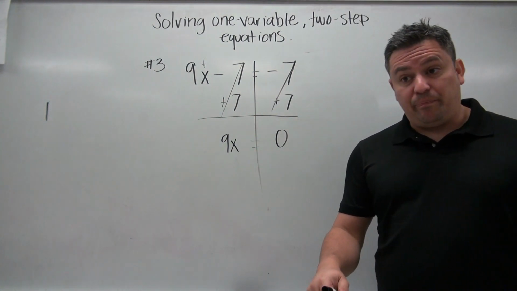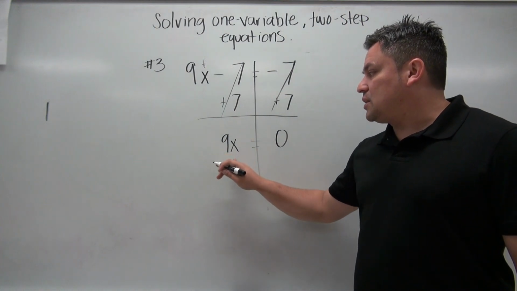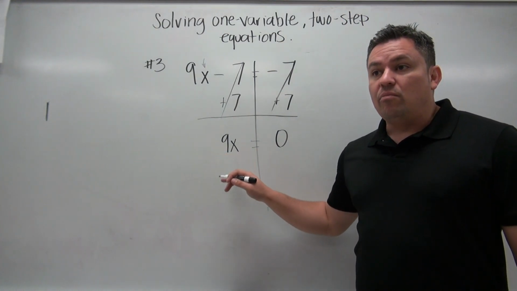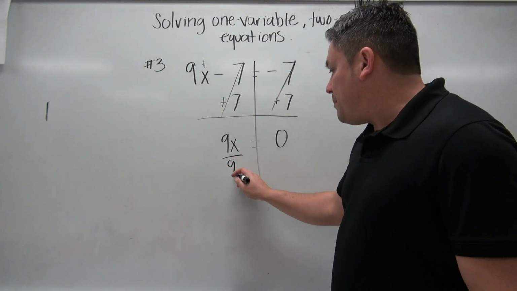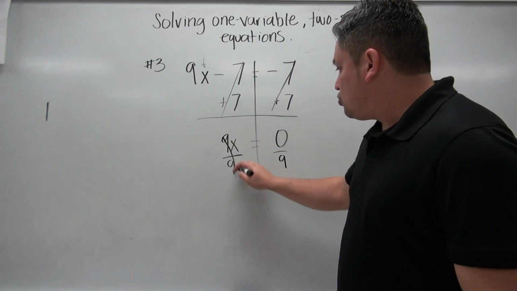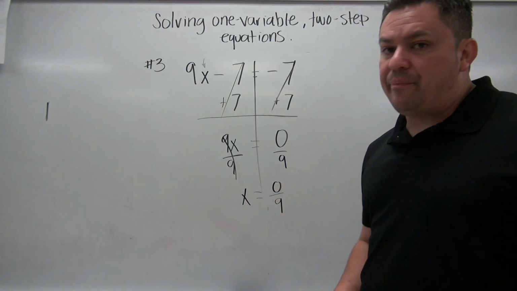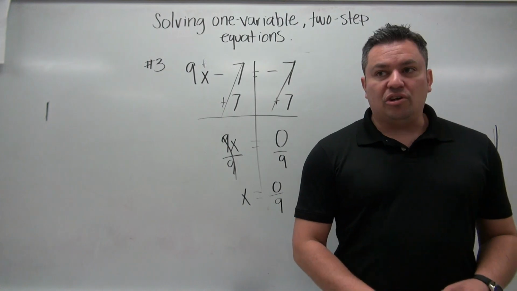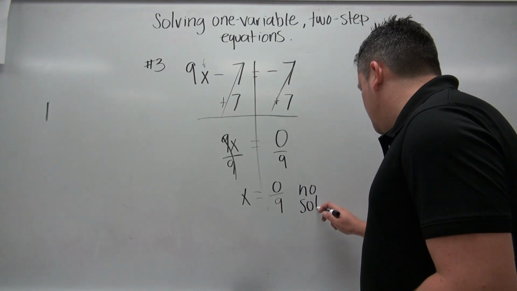Now, my last step is going to be to do what? Undo the 9. What is a number and a letter doing together? Multiplying. The opposite of multiply is? Division. We're going to divide by 9, right? So x equals 0 over 9. Can we divide by 0? No. So the answer will be no solution.